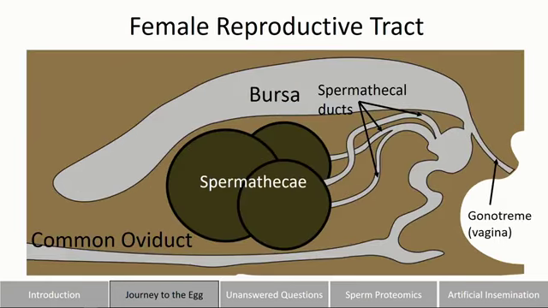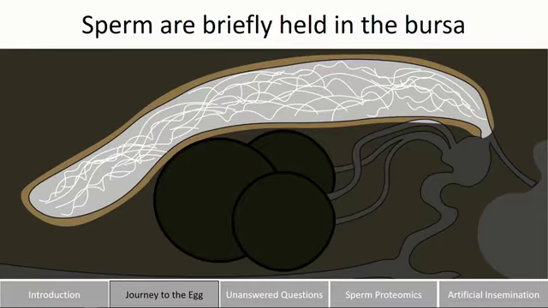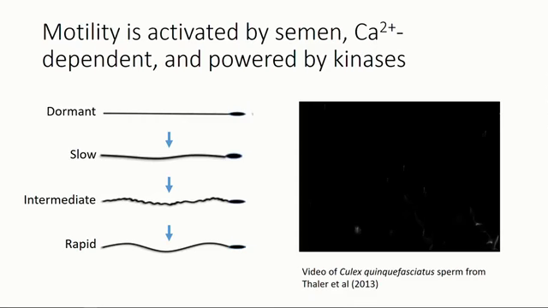Zooming in on this reproductive tract, sperm are briefly held within the bursa, and they're dispersed throughout the bursa. But very quickly, they end up getting activated within that bursa to a pretty rapid motility. Catherine Thaler and her colleagues at UC Riverside have described this pretty eloquently in Culex quinquefasciatus. Sperm are initially dormant, but serine proteases within the semen activate those sperm. This motility is dependent upon the extracellular concentration of calcium, and it's also powered by kinases within the sperm.